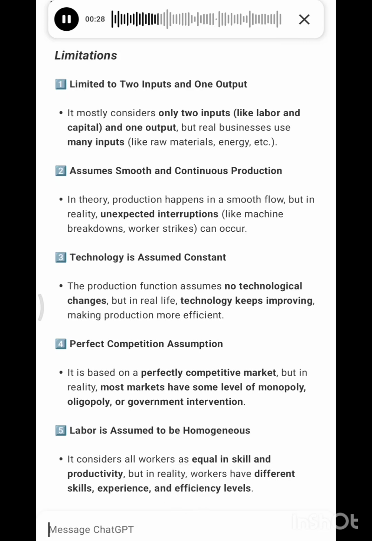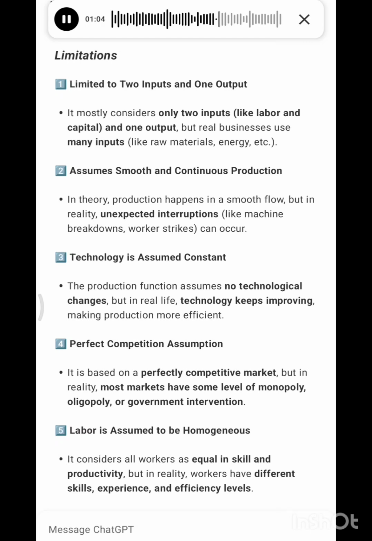2. Assumes smooth and continuous production. In theory, production happens in a smooth flow, but in reality, unexpected interruptions, like machine breakdowns and worker strikes, can occur. 3. Technology is assumed constant. The production function assumes no technological changes, but in real life, technology keeps improving, making production more efficient. 4. Perfect competition assumption. It is based on a perfectly competitive market, but in reality, most markets have some level of monopoly, oligopoly, or government intervention.